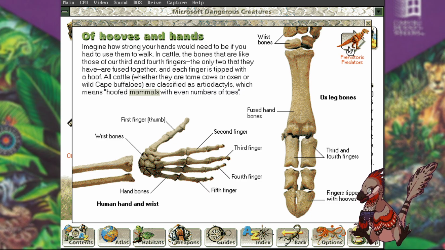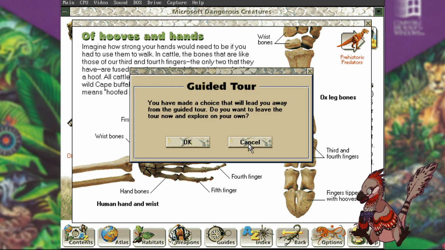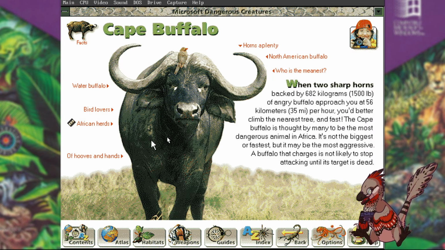And there's actually prehistoric predators. I don't want to click on that because I feel like it'll just take me somewhere else. Yeah, it'll just leave the tour, so I'm not doing that just yet.